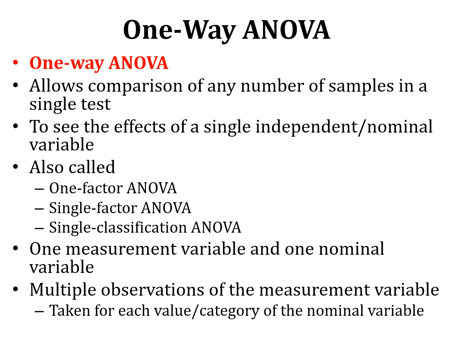So the type of the nominal variable is 1, and the number of categories of the nominal variable could be from 3 to many. And the measurement variable is only 1, and there are multiple observations of the same measurement variable in each category of the nominal variable.